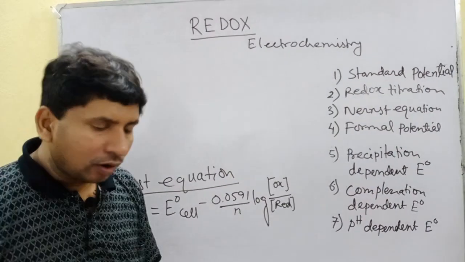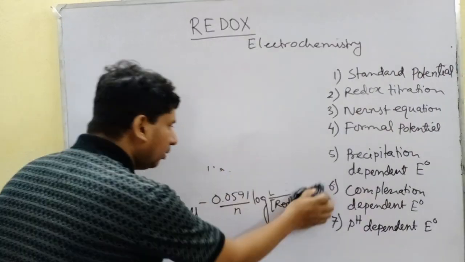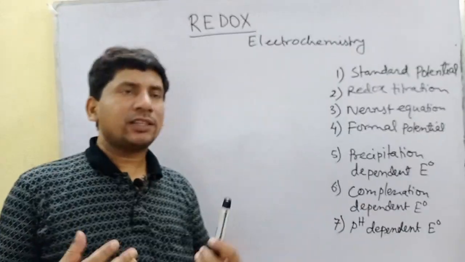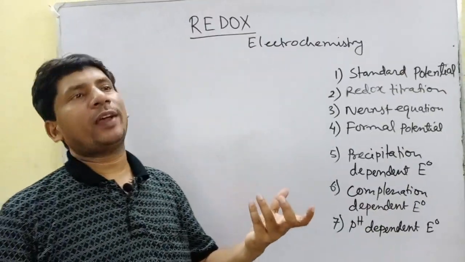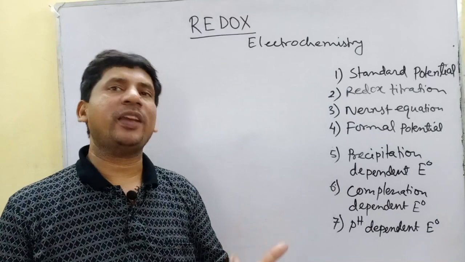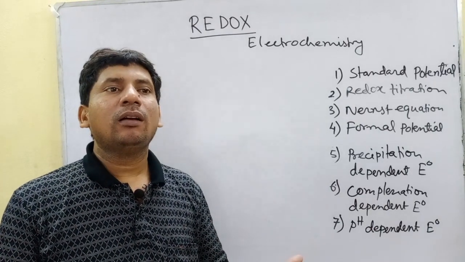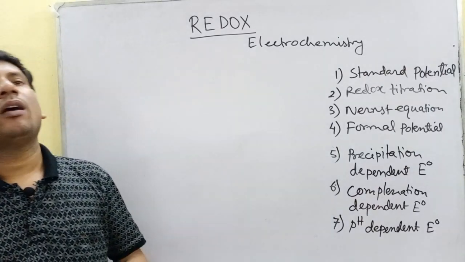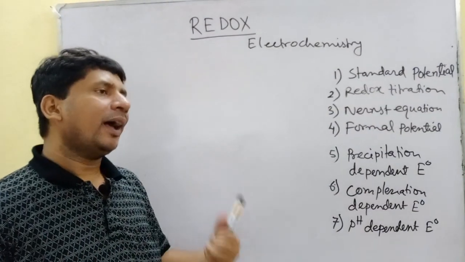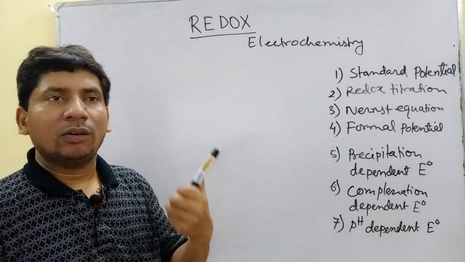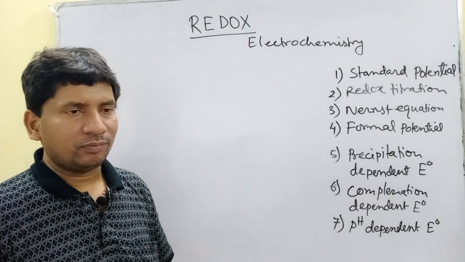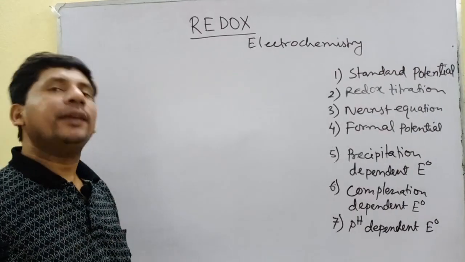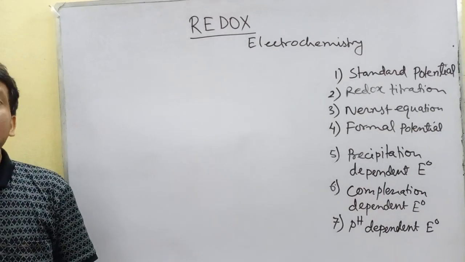Now, what is redox titration? We already know acid base titration: an equivalent amount of acid neutralizes an equivalent amount of base. This is very important to calculate normality, or the amount of acid that neutralizes a given amount of base. It is always true that an equivalent amount of acid neutralizes an equivalent amount of base.